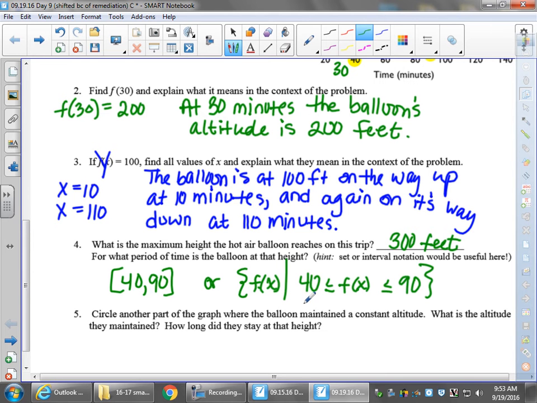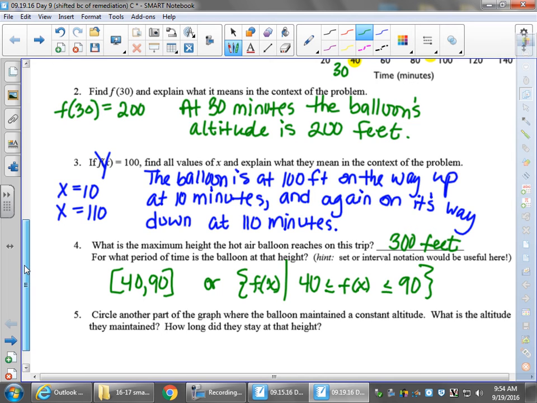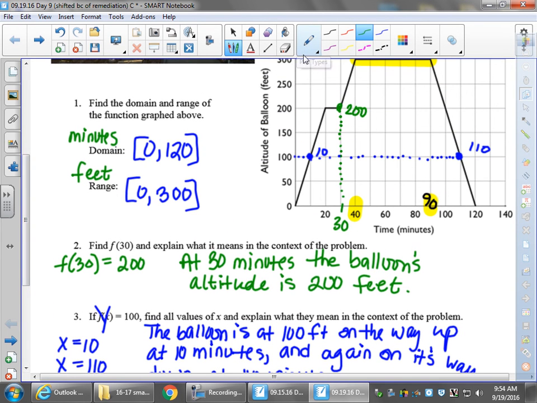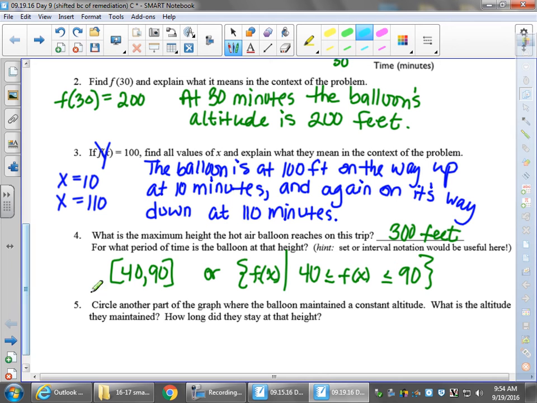Lastly, circle another part of the graph where the balloon maintained that constant altitude. Where is that happening? It's for 10 minutes. Where? Right there. So circle it or highlight it. See that constant, that flat again? It means that they're just hanging out right at that height. So we identified it. Make sure you identified it on your graph, highlight or circle, neatly.